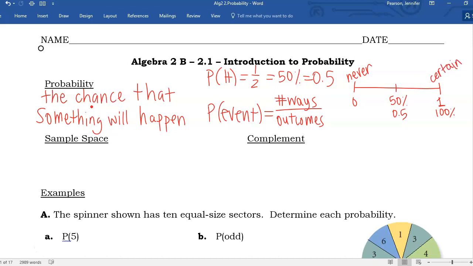Okay? But you're never going to have like 1.8. You're never going to have 12. You're going to have 17%, or 0.17. It's going to be a decimal or a fraction to be a probability between 0 and 100%, between 0 and 1. Okay? Sample space is the fancy way to say all possible outcomes.